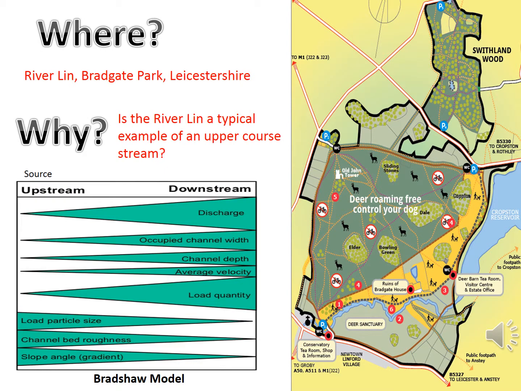It is important that you can remember where we went to study, which was looking at the River Lynn in Bradgate Park, Leicestershire. The map shows part of the park. We studied between points 1 and 2, as you can see on the map.